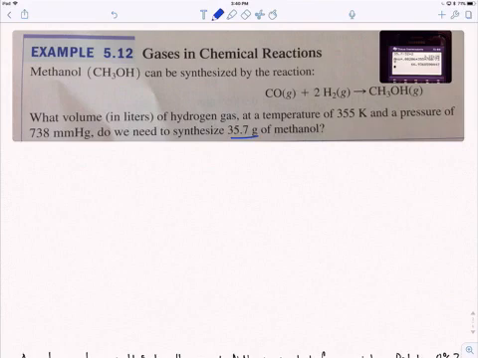So what we're going to do is get the mass of methanol. This will give us the moles of methanol. From this, we'll get the moles of hydrogen that we're looking for, and then with the moles of hydrogen, we use the ideal gas law and get the volume of hydrogen. That's kind of where I see this going, at least.